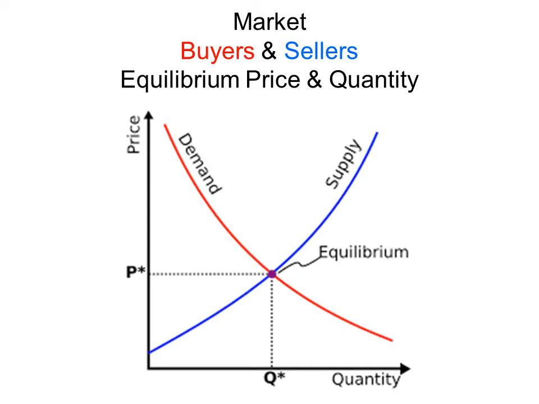Buyers are attempting to maximize utility. Sellers are trying to maximize profit. As if led by an invisible hand, the rationing function of prices brings us to equilibrium, and we assume this is the most efficient outcome in competitive markets.